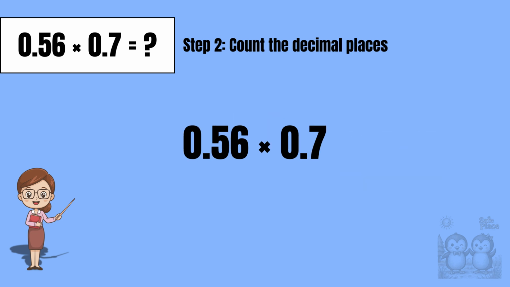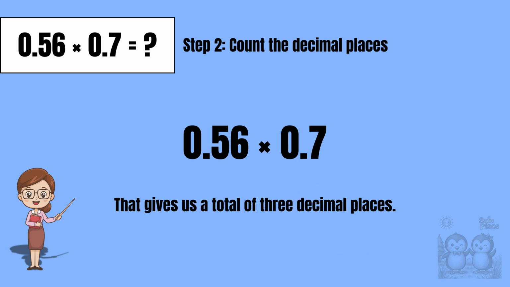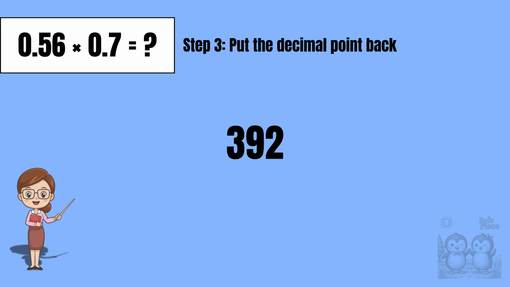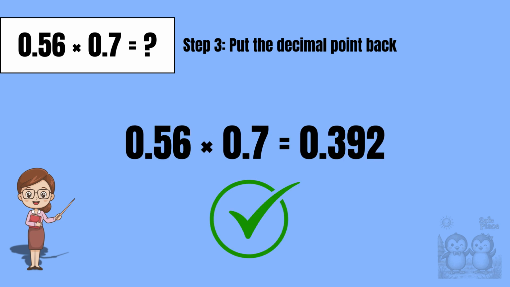Next, we count the decimal places in the original numbers. The number 0.56 has 2 decimal places, and 0.7 has 1 decimal place. That gives us a total of 3 decimal places. Now we take our answer, 392, and move the decimal point 3 places to the left. 392 becomes 0.392. So the final answer is 0.392.